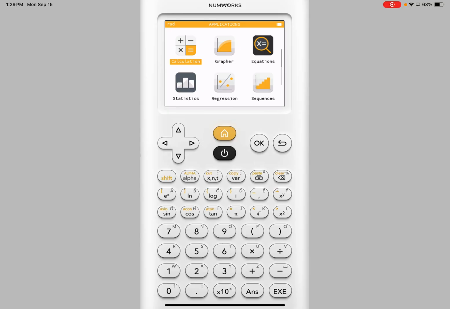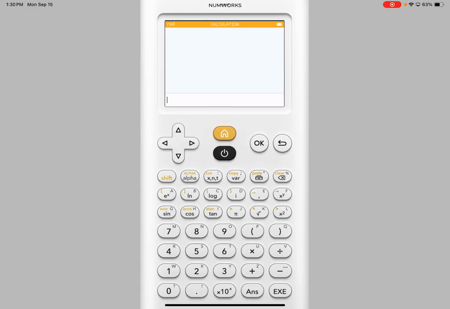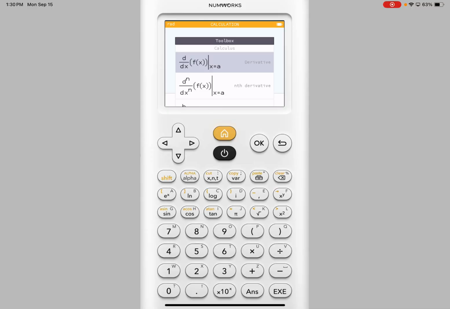It's that for this calculator. For some reason, to me, it kind of looks like a printer or something. But anyway, go to the calculation screen and hit that toolbox button. And it's kind of nice because it has a whole category for calculus. So arrow down to that. And I'm going to explain what these first two are.